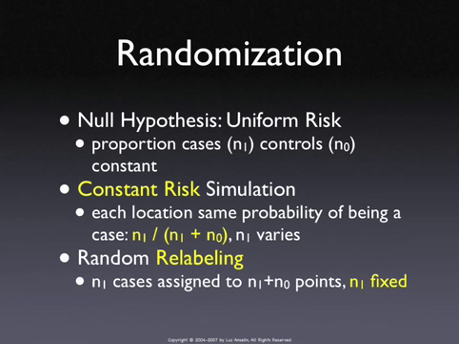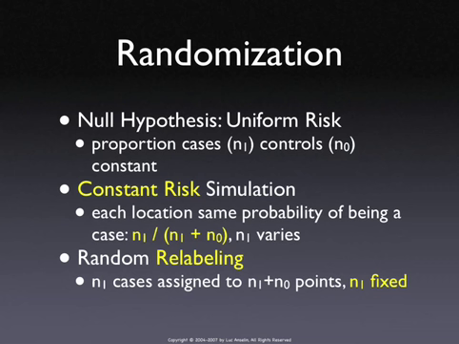So it looks at the same 100 points and says, randomly we're going to pick 5 of these and call them cases. Now we're going to do it again and pick 5 other ones, maybe. Some might be the same, some might be different, and these will be the cases. But each time we do this, we have exactly 5 cases. So the number of cases, the N1, is fixed and under control.